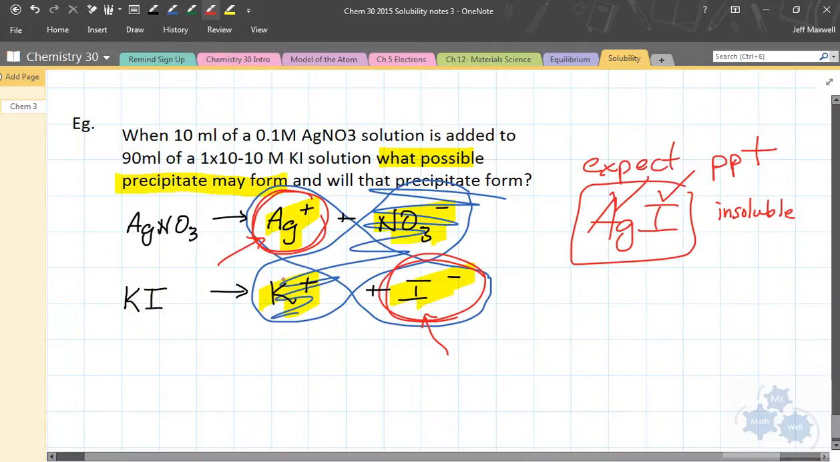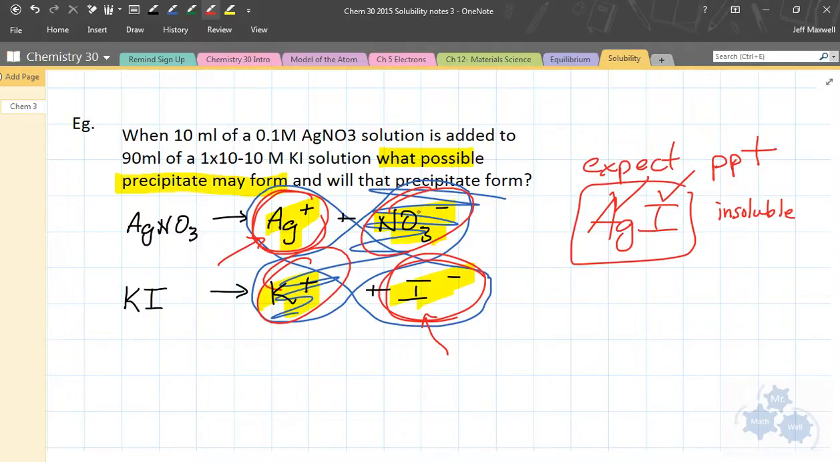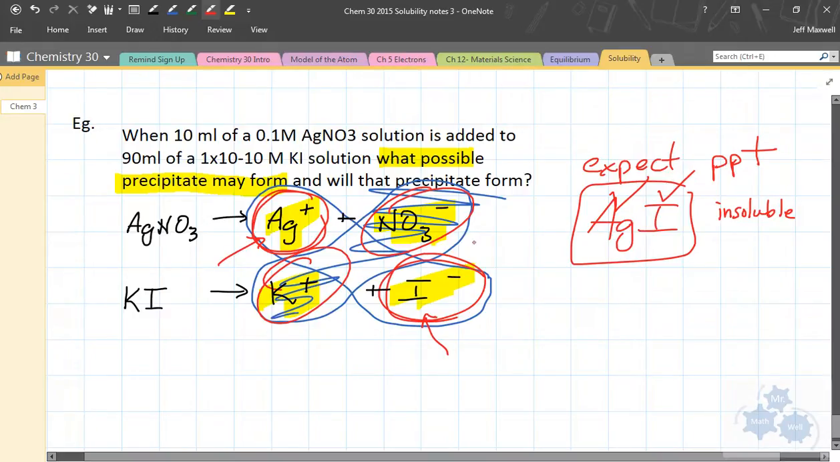They are fine to be separate because that combination of K and NO3 is fairly soluble, right? It's soluble. That means it's easily dissolved. They don't mind being separate. They can run around and bump into each other and not really care. There's a lot of them that can be in solution and stay separate. That's soluble.